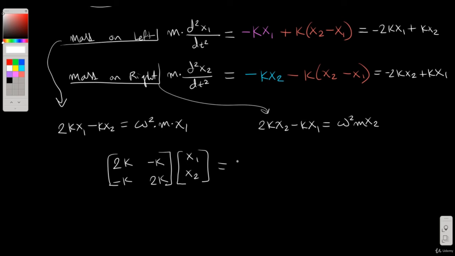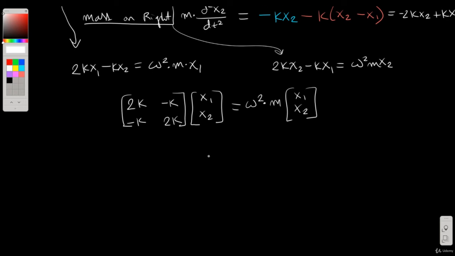So what do I have here on the right hand side? Once again, I'm just going to have omega squared times m equal to x1, x2. Right? And so I just simply rewrote these two equations in this form down here below. And this is going to allow me to simply solve for the eigenvalues rather straightforwardly.